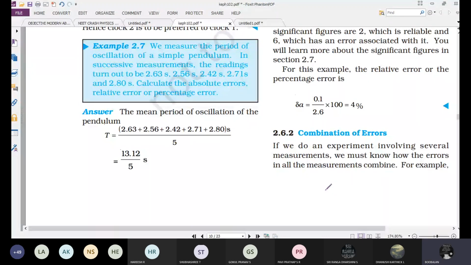Example 2.7. We measure the period of oscillation of a simple pendulum in successive measurements. The readings turned out to be 2.63 seconds, 2.56 seconds, 2.42 seconds, 2.71 seconds, and 2.80 seconds. They are asking to calculate the absolute error, relative error, and percentage error.